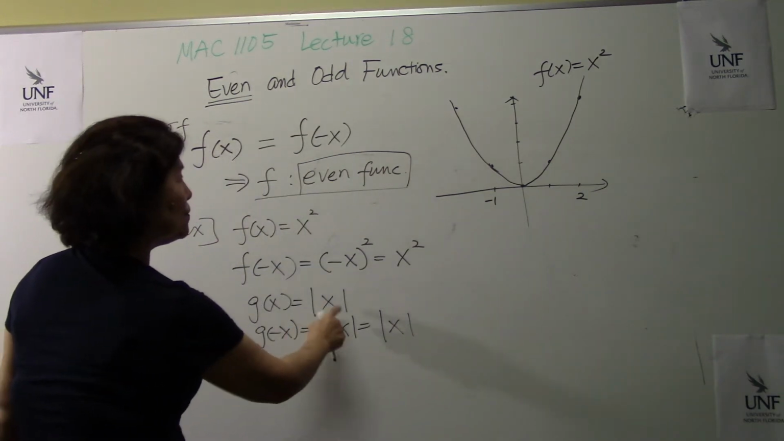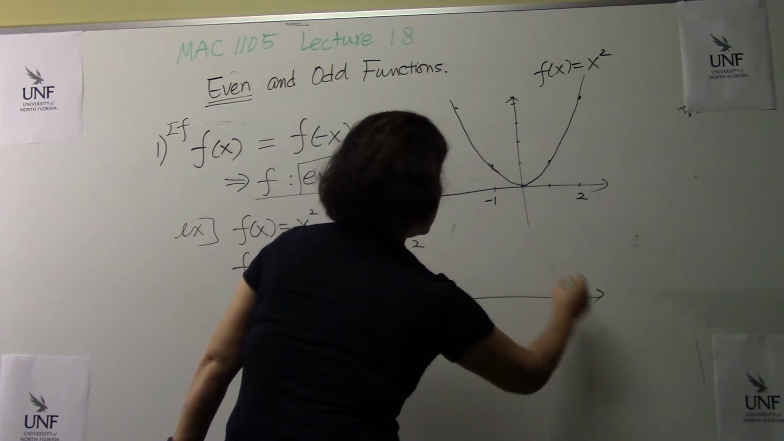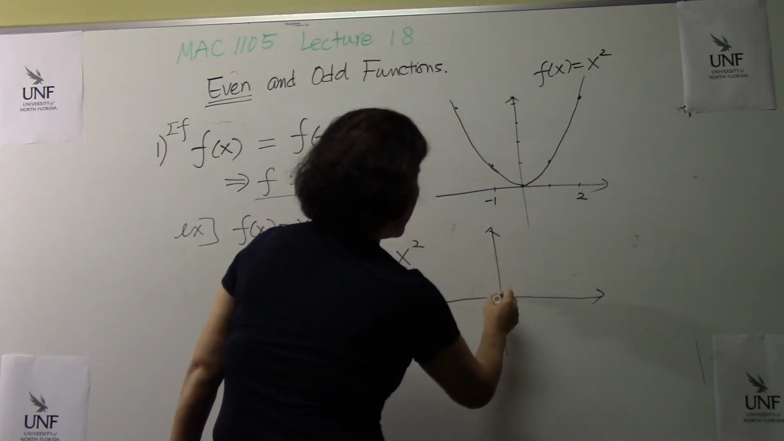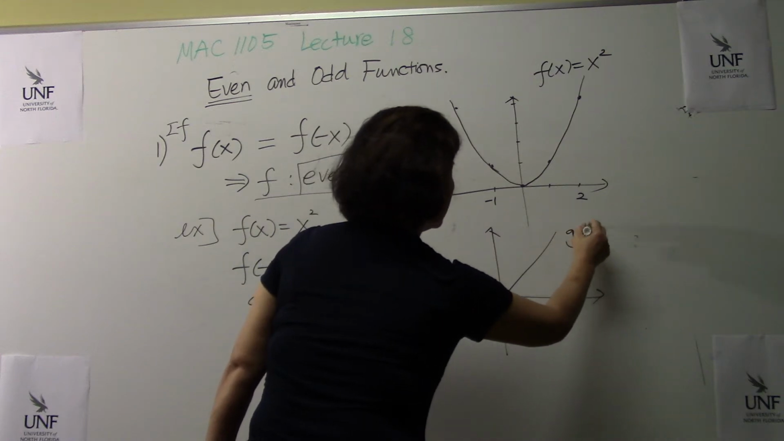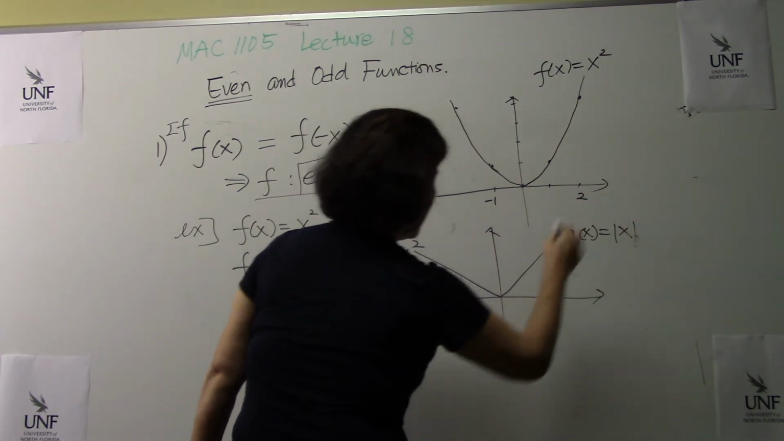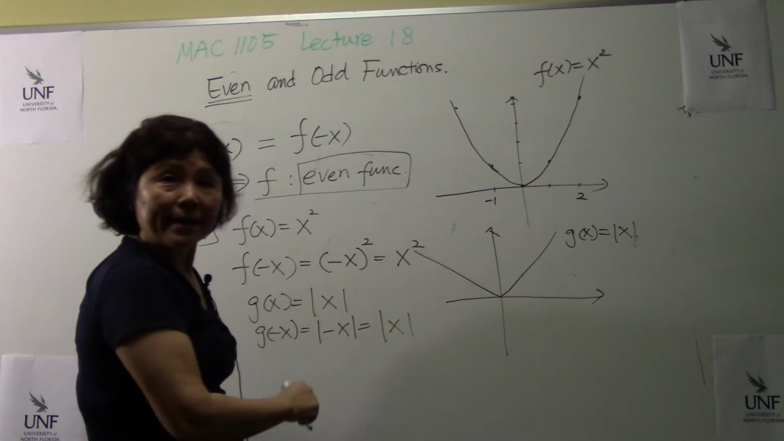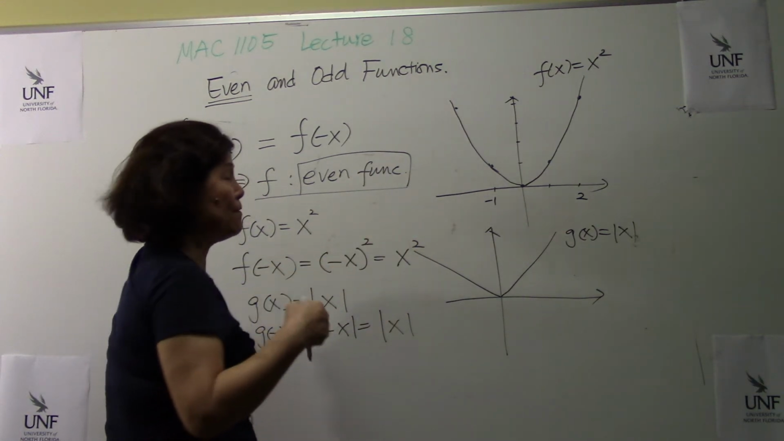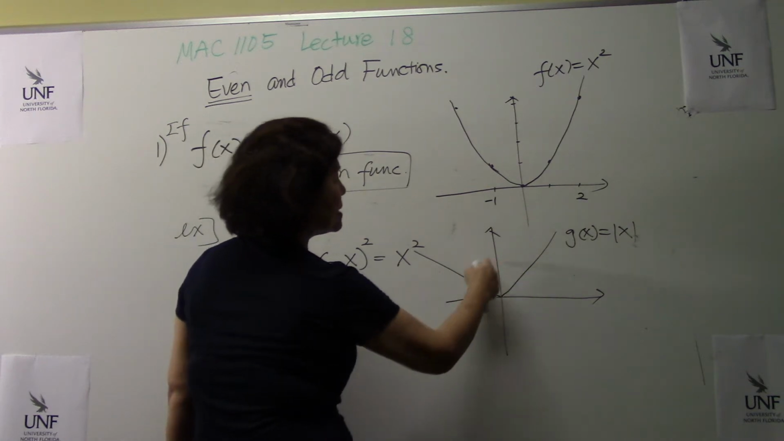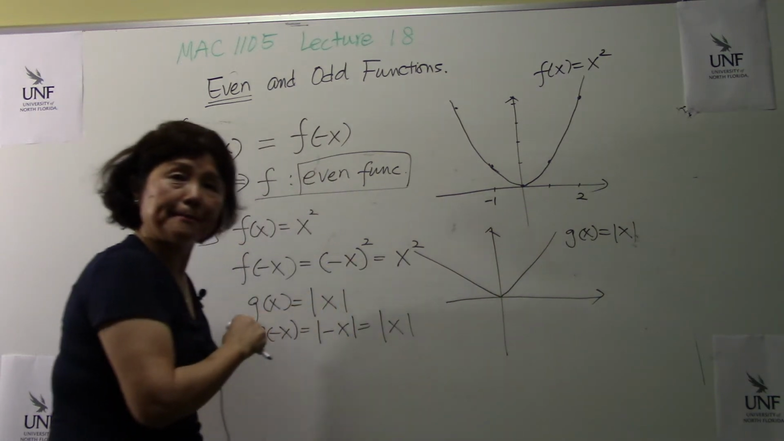And the absolute value of x, we are going to see shortly, but the graph is like this. Again, it's like a butterfly. Sometimes I refer to this even function as a butterfly function because the graph is symmetric about the y-axis.